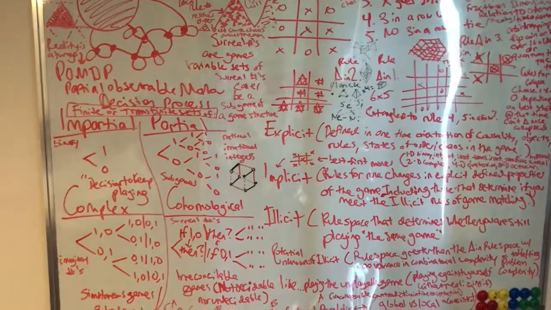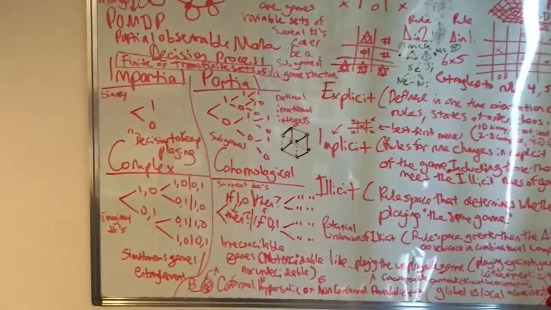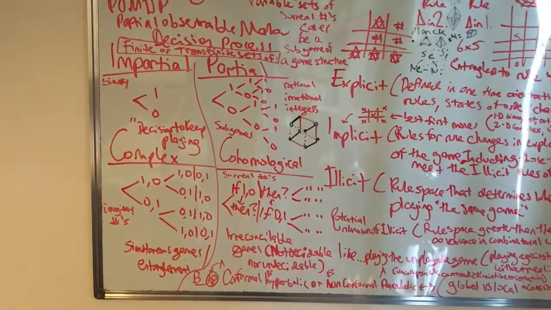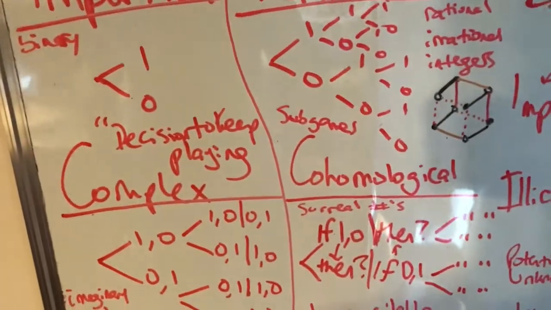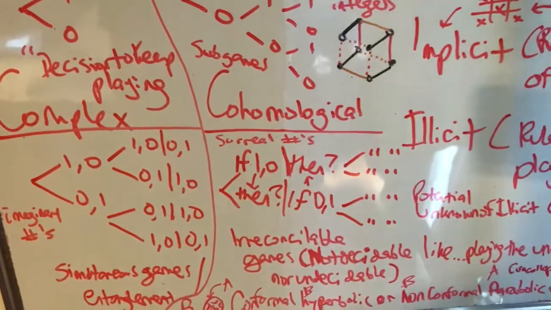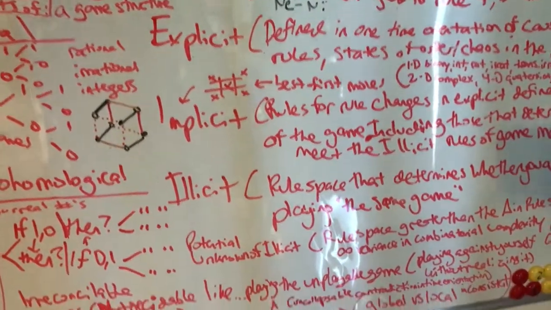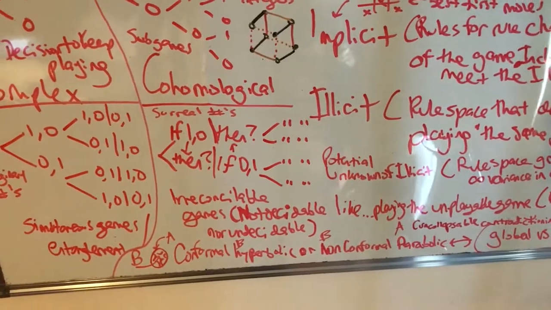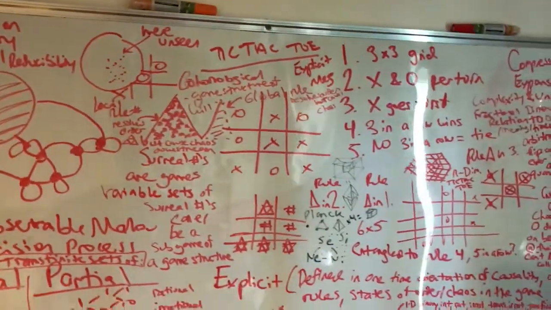Alright, so this is not formal game theory. This is just a theory of games which has to do with these definitions: impartial, partial, and then I've just added the terms complex, cohomological, and defining complexity classes in the game as explicit, implicit, illicit, and the potential unknown of the illicit. So it'll be pretty clear once I start explaining with a very simple example of tic-tac-toe.